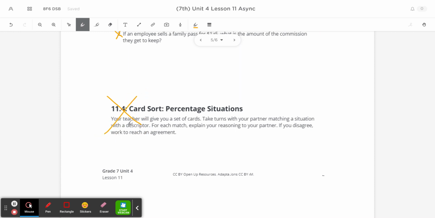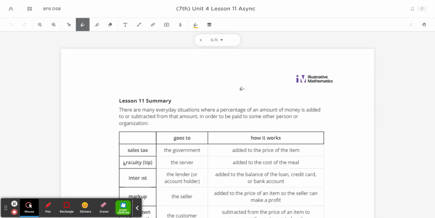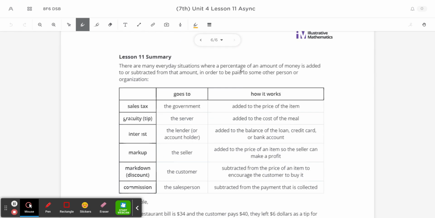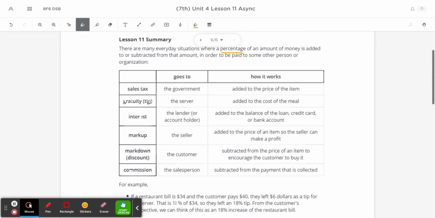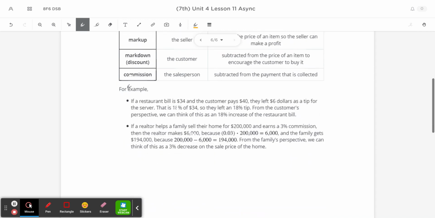11.4 can't be completed outside of class, and we didn't get to it in class anyway. And so you just have your lesson 11 summary. There are a lot of situations where a percentage of an amount of money is added or subtracted from that amount, and all the definitions are listed here. There are also a few examples if you want to read those over on your own, just to help review what we talked about today.